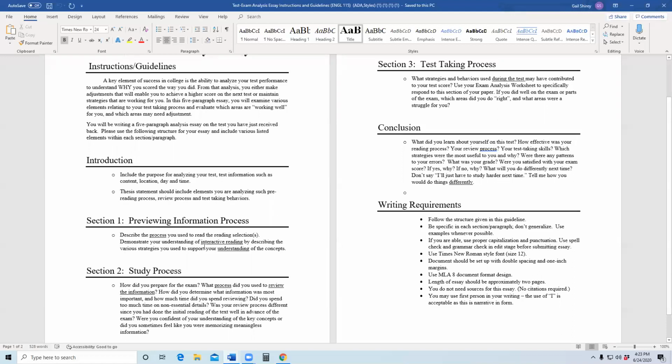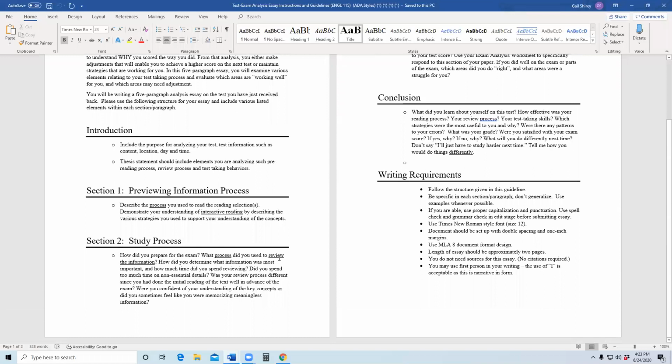So the first section, you talk about the previewing. What process did you use to read the textbook, to read the information? Demonstrate your understanding of interactive reading. Tell me what strategies you did to understand the concepts while you were reading them.